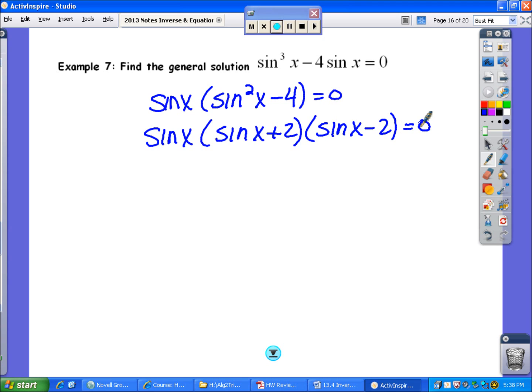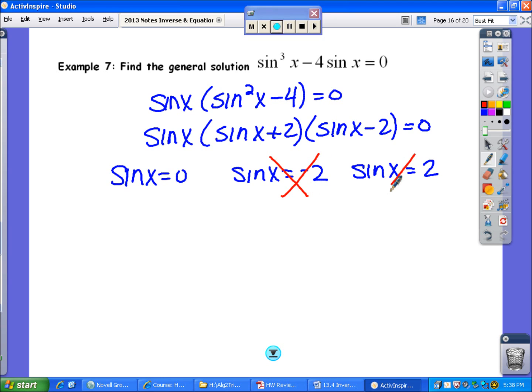Use a zero product property. So sine x is equal to 0, sine x is equal to negative 2, and sine x is equal to positive 2. All right, hope you got some warning signs going off here. Remember, sine can only be between negative 1 and 1, so these two are not possible. There's no way we can get an angle that has a sine of 2. So that means we only have to deal with the sine of x.